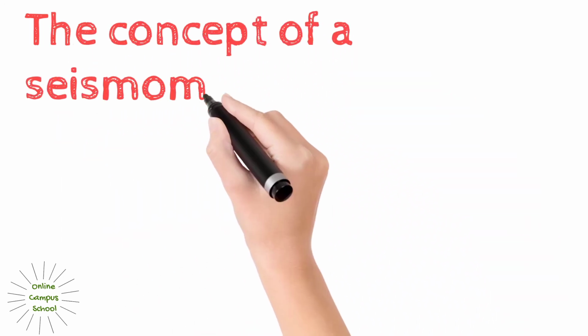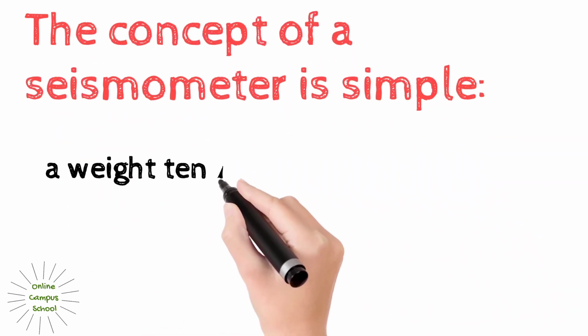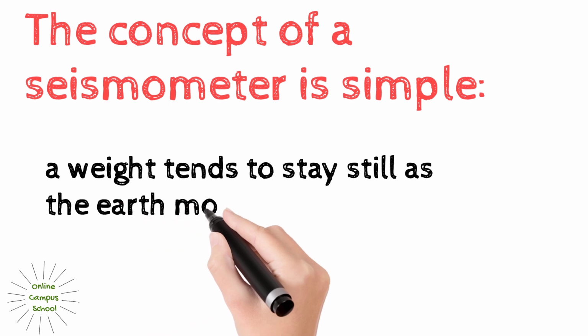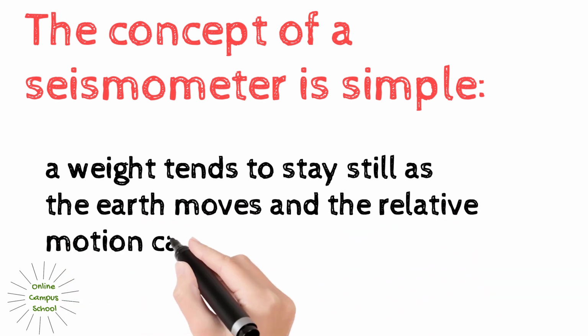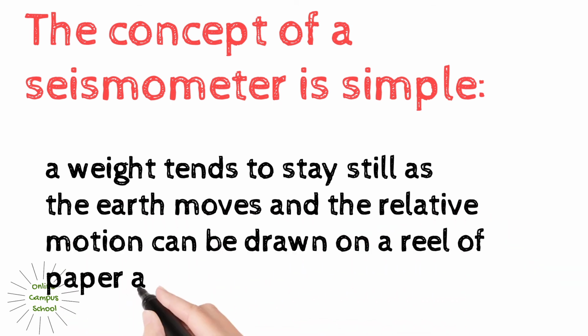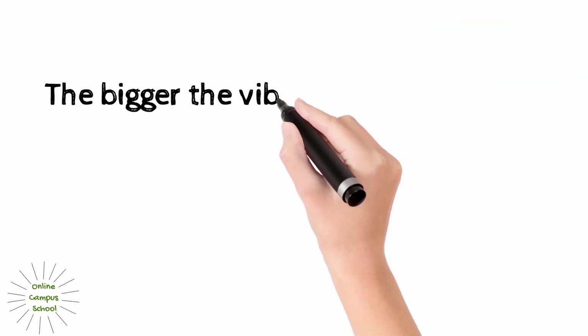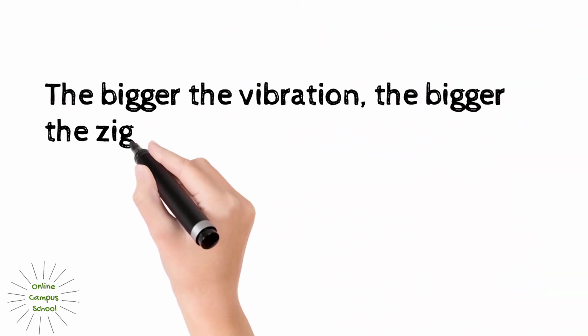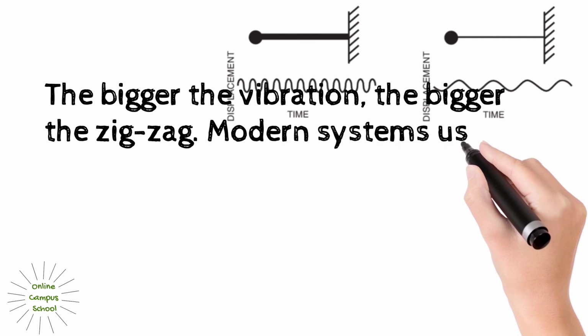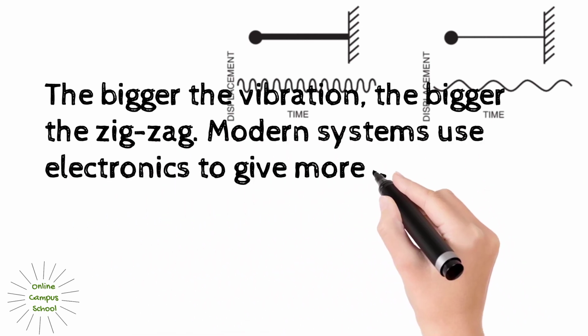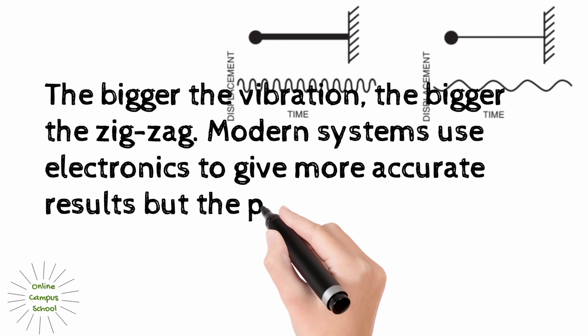The concept of a seismometer is simple. A weight tends to stay still as the earth moves, and the relative motion can be drawn on a reel of paper as a zigzag line. The bigger the vibration, the bigger the zigzag. Modern systems use electronics to give more accurate results, but the principle is the same.